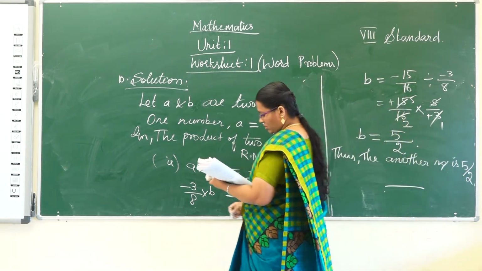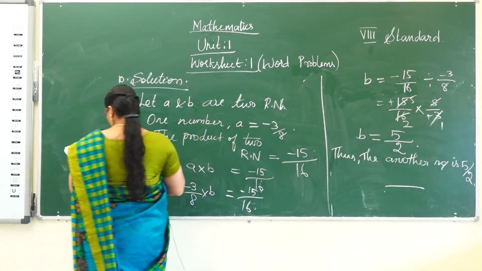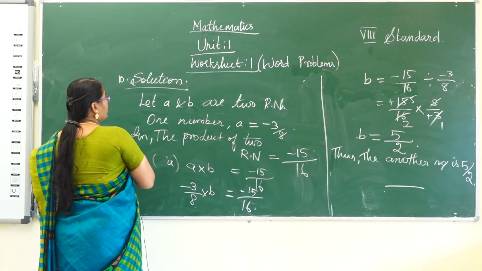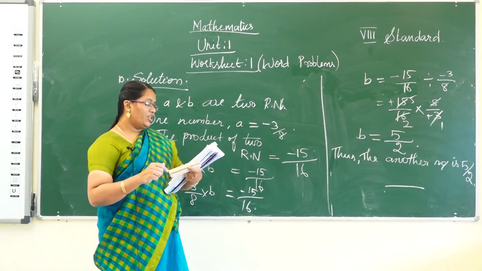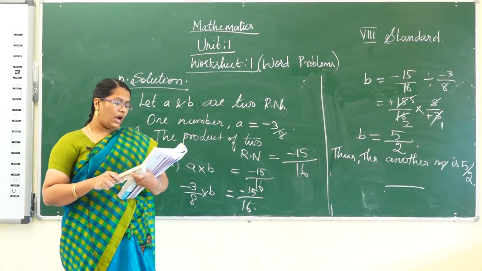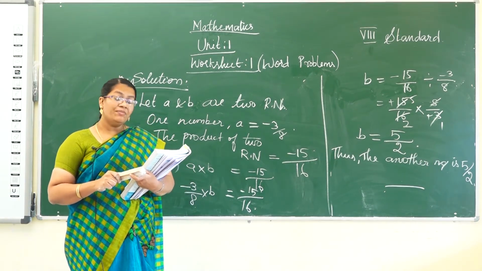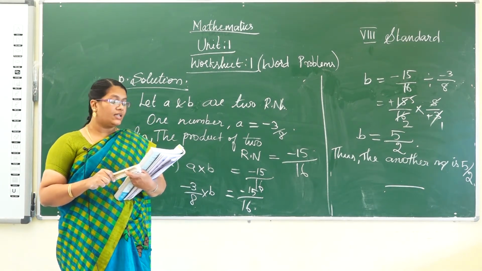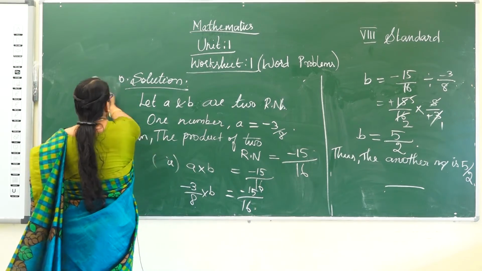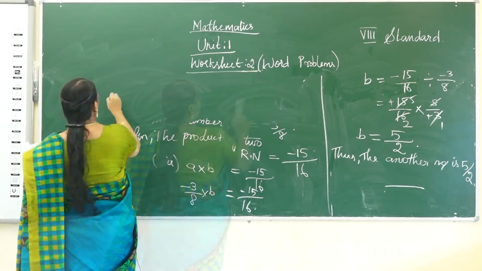Okay. Now see worksheet 2. See the sixth problem in worksheet 2. The product of two rational numbers is minus 75 by 123. If one of them is 3 by 50, then find the other. The same method. Okay. Worksheet 2, sixth problem.